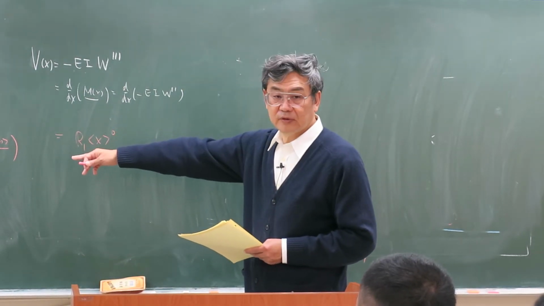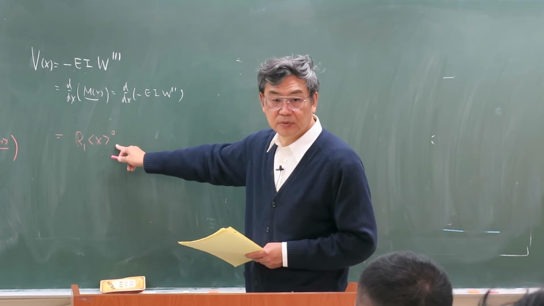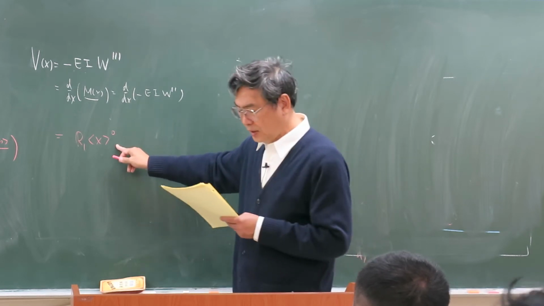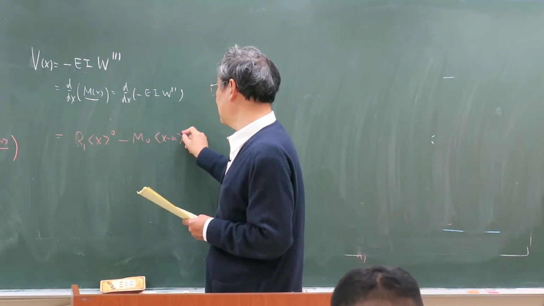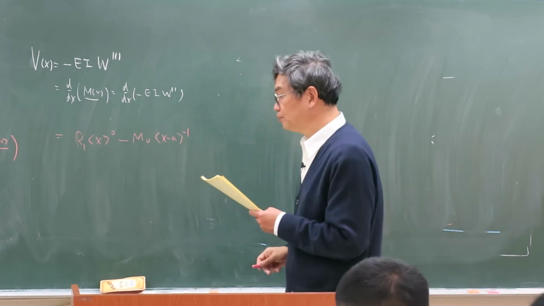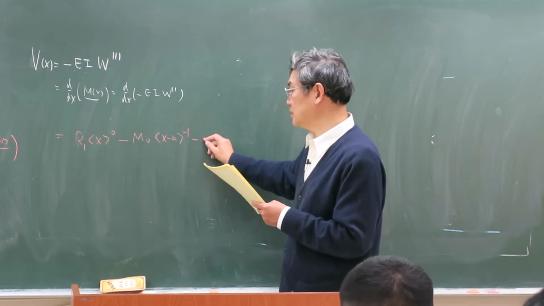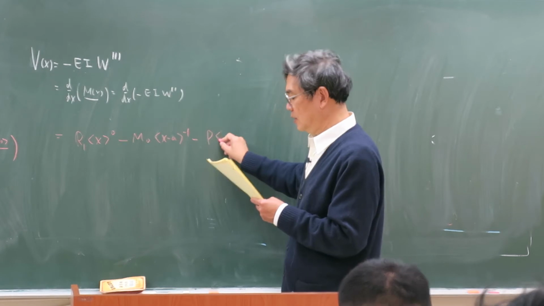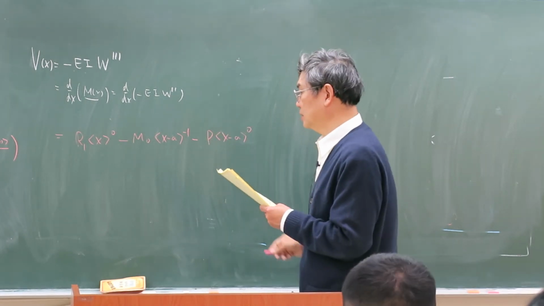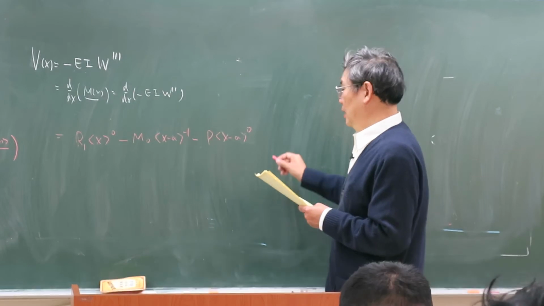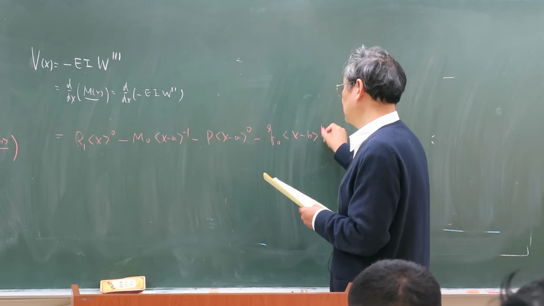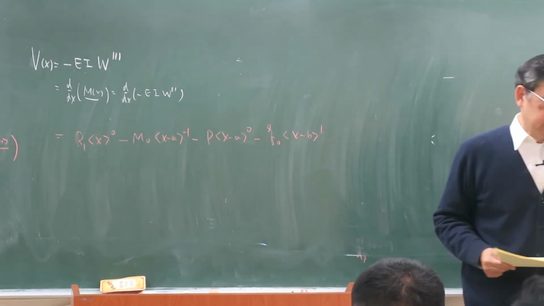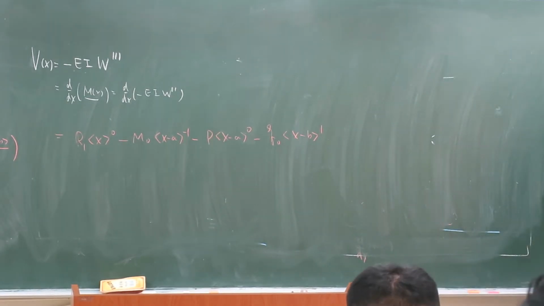So if I take the derivative of the term, it's R1 ⟨x−0⟩, okay? And minus M0 ⟨x−a⟩^(−1), okay? Then minus P ⟨x−a⟩^0 order, okay? And minus Q0 ⟨x−b⟩ first order. Okay.